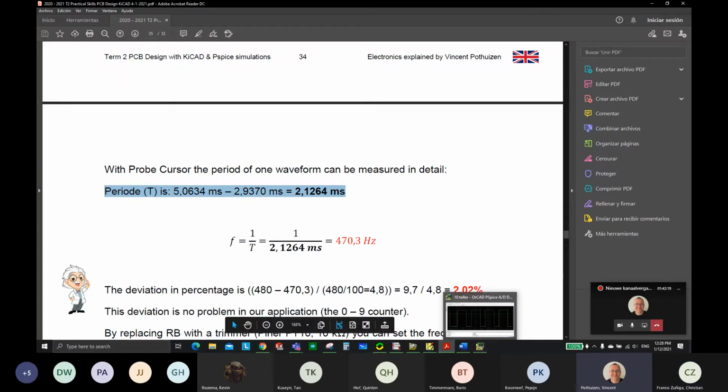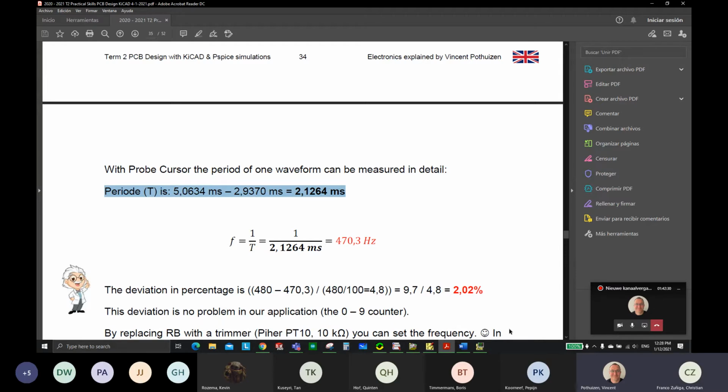So that's one reason. There's another reason. Can you name another reason why there's a difference between the calculated frequency and the measured frequency, if you would build the schematic on your breadboard? What could have an effect on the frequency of the schematic that we're analyzing right now?